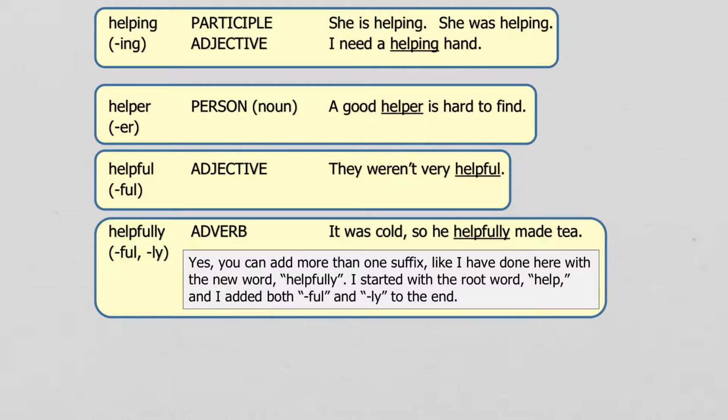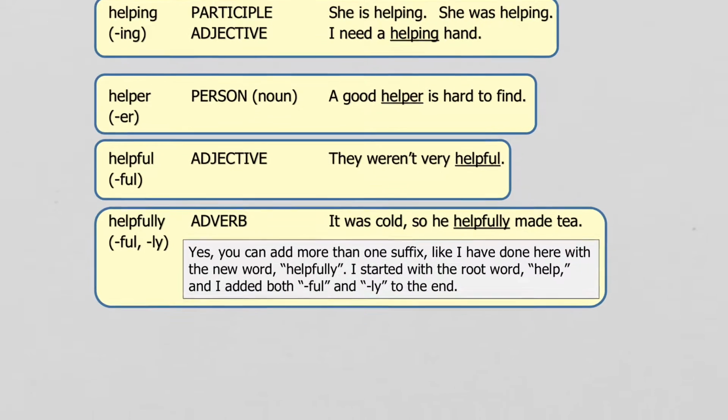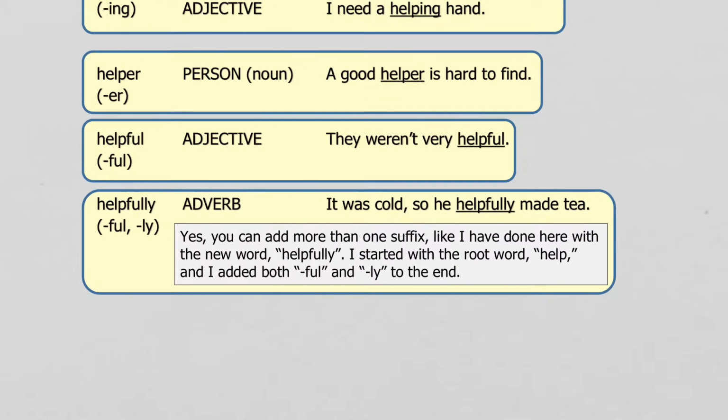So in the present, she is helping. In the past, she was helping. Now I mentioned using helping as an adjective. Well, here's an example of what I mean. I need a helping hand. Helping hand. It's a type of hand, a helping hand.